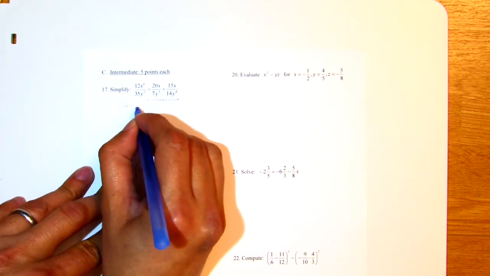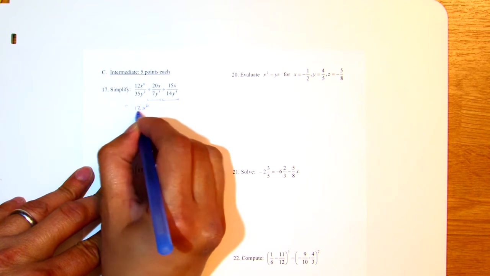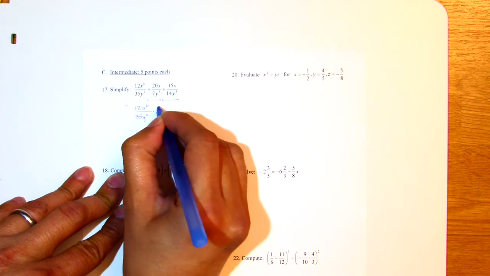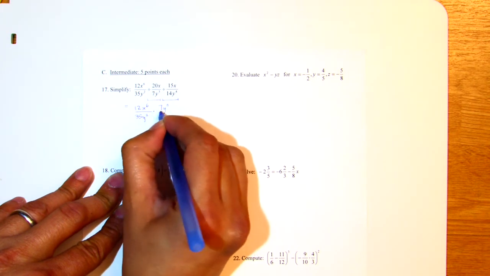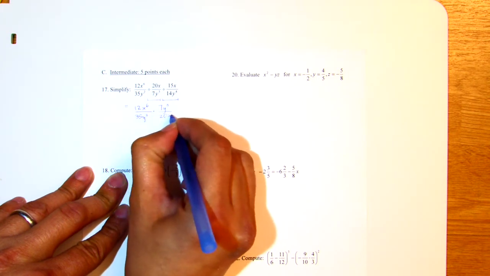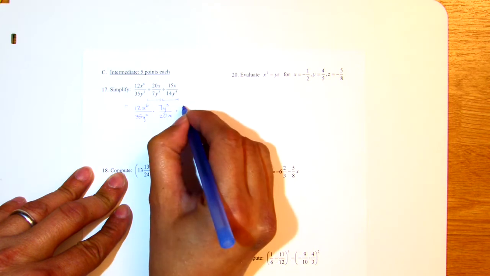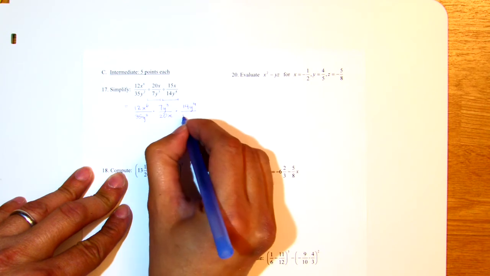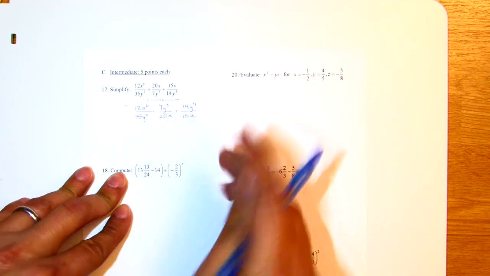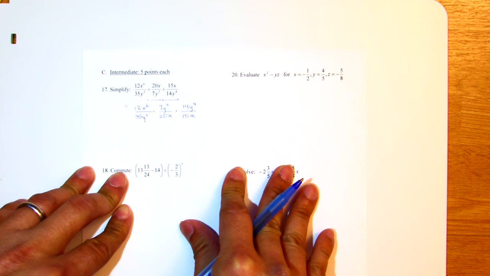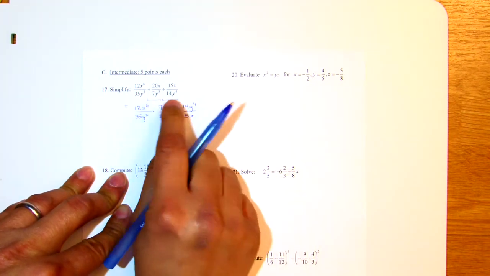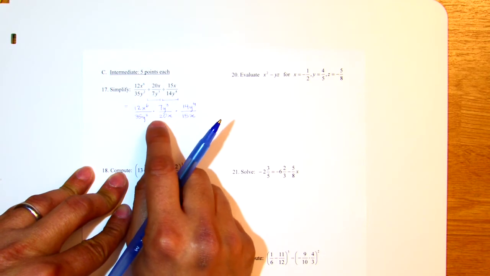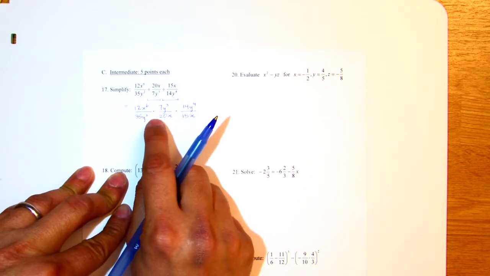This will then become 12x to the 6 over 35y squared multiplied by 7y cubed over 20x times 14y to the 4th over 15x. Now be very careful that you don't do cross cancelling while it is still a division. You can only do cross cancelling after you flip that and it becomes a multiplication.